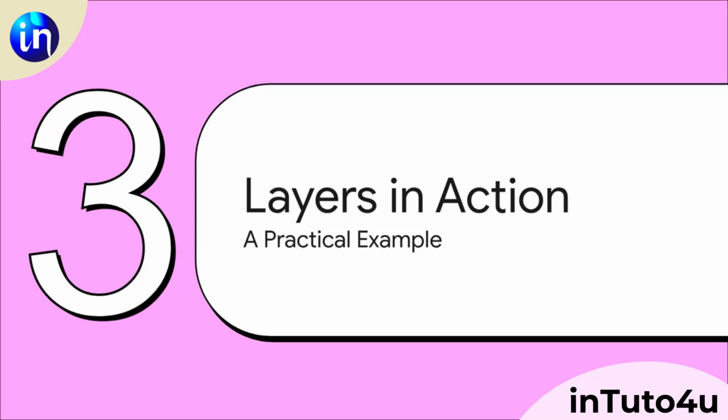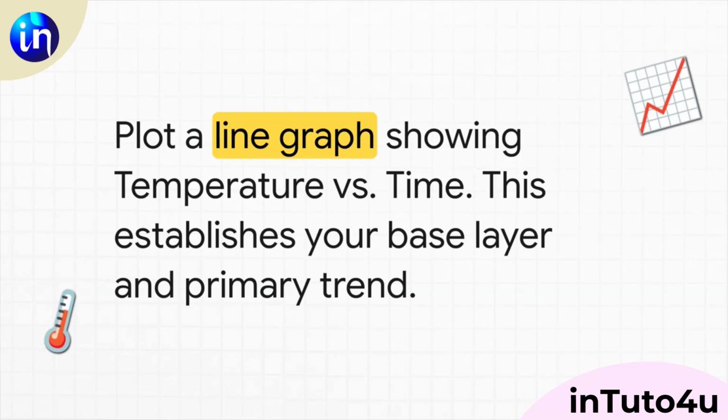Okay. Theory is one thing, but seeing it in action is another, right? Let's make this crystal clear with a really simple practical example. We're going to take two related data sets and plot them together in the exact same window. So for our first layer, our base layer, let's just plot temperature versus time as a simple line graph. This gives us our main trend line. Think of this as our first transparent sheet. It's clean, it's simple, and it really sets the stage for what comes next.